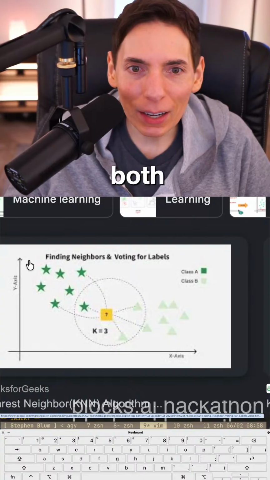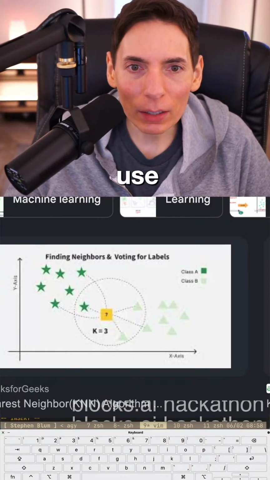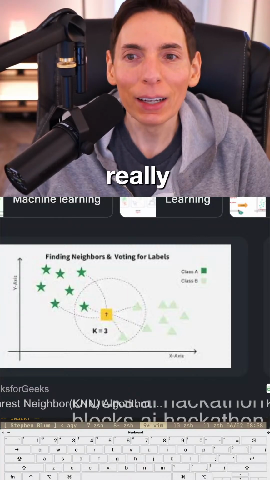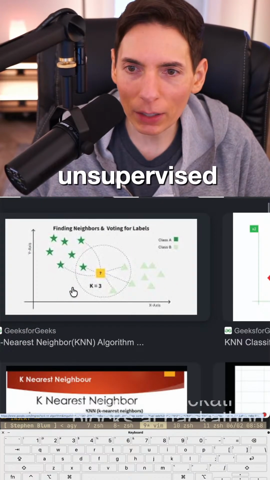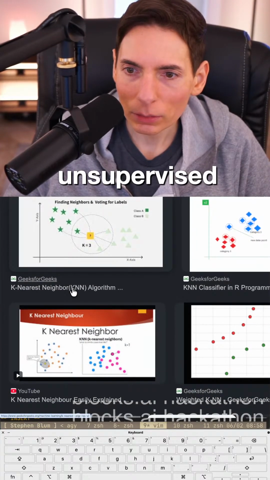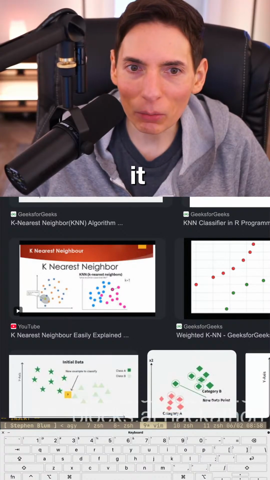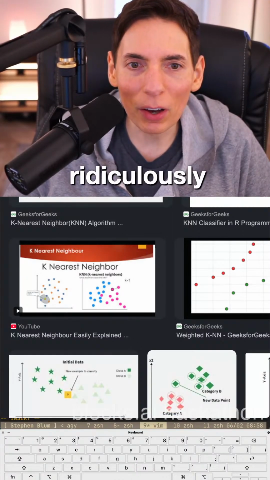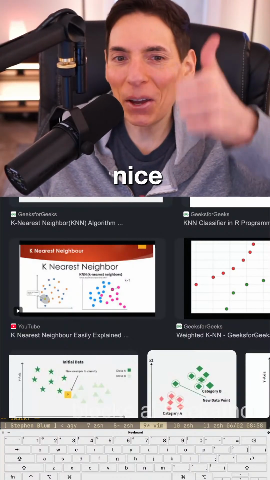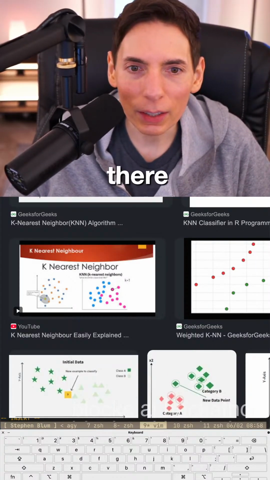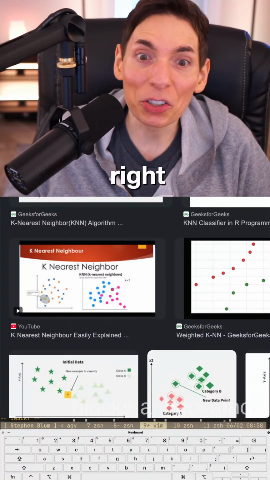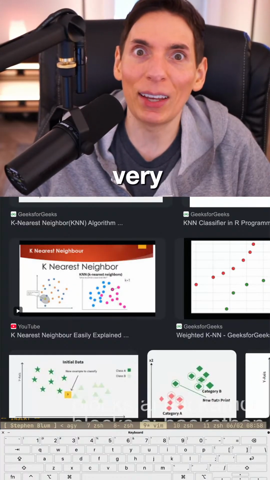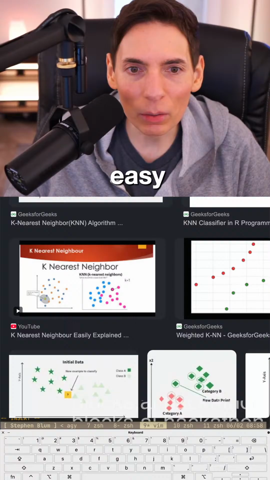Pretty great for both. Nice. You can use KNN for both unsupervised and supervised matchstick. Oh, really? I thought it was mostly unsupervised. Interesting. All right, we're getting it. Fair enough. True. CS is ridiculously fun. Nice. Very nice. Get ahead early. There you go. You're on the right track. You mean machine learning at least. Machine learning is very satisfying. It is easily the most interesting.